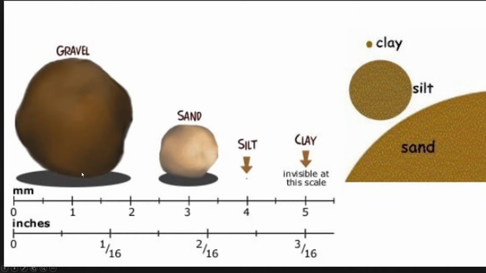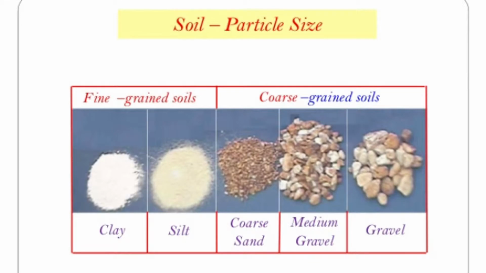If you see gravel here blown up in comparison to sand, gravel is actually a lot bigger than sand, as we know. But sand is a lot bigger than silt, and silt is a lot bigger than clay. In fact, you can't even see clay at this scale. So there's your size differences.